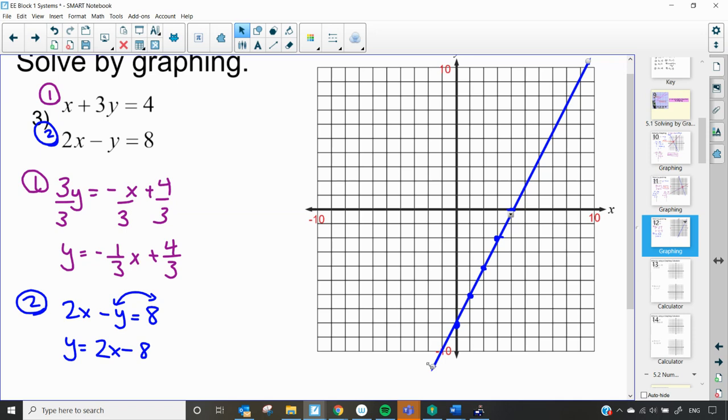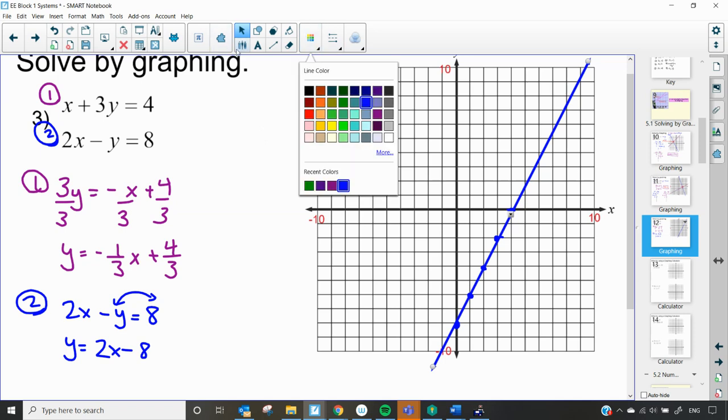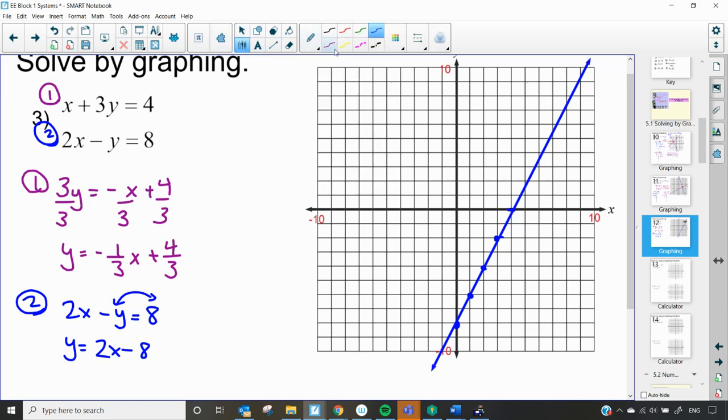All right, now for the purple graph, it's tough to try to find that 4/3. And so what we're going to do is make a table of values. I'm going to pick numbers that are going to give me nice coordinates. Now, I really only have to find one coordinate, and then I can count my slope from there. But if I have negative 1/3 x plus 4/3, I can do a little bit of guess and check.